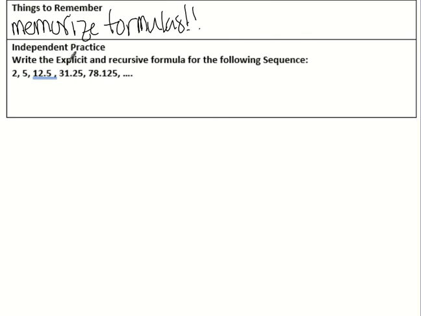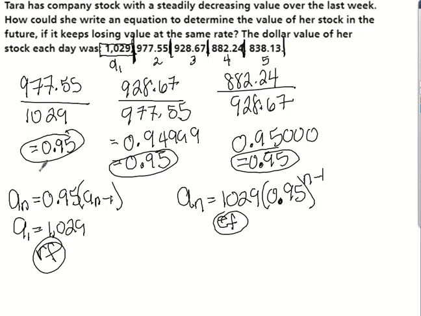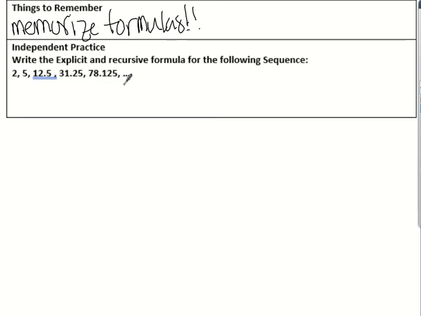So here you're going to write a recursive and an explicit formula for this sequence. Check the ratio. Okay, get as close as you can. Just like the last example, I clearly had to do a little bit of rounding to get that common ratio. You might have to for this as well.